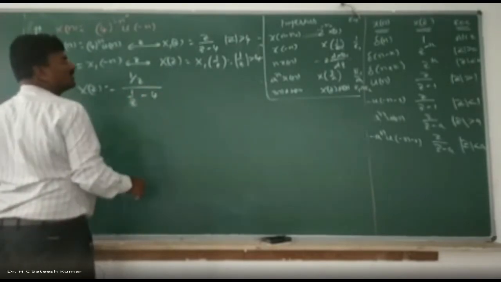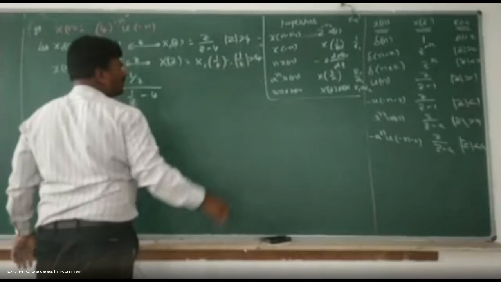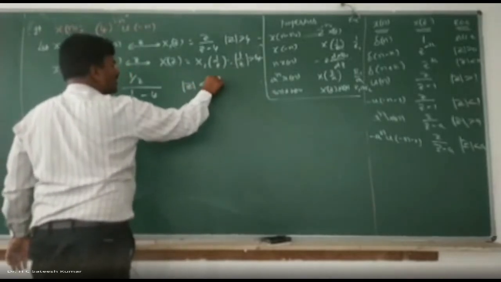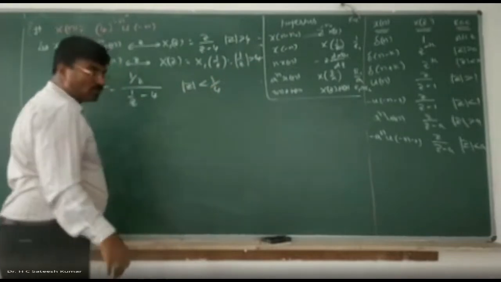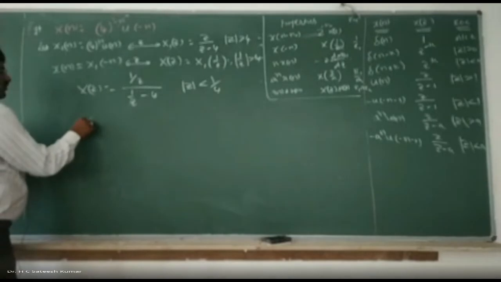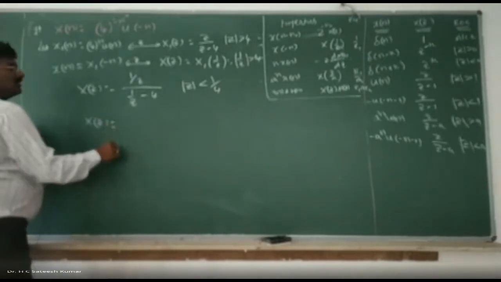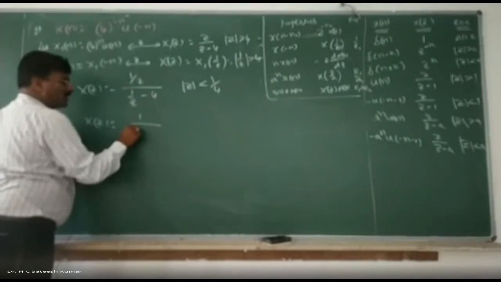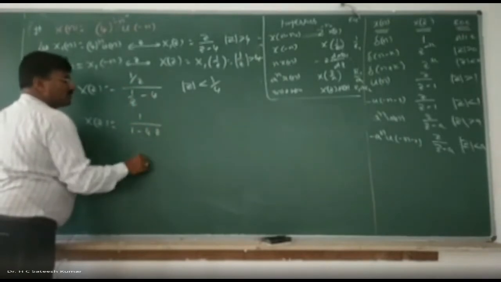minus 4 with ROC. ROC magnitude of 1 by z greater than 4 or mod z. Take the reciprocal. Mod z less than 1 by 4. Take the reciprocal on both sides. When you're taking the reciprocal on both sides, greater than will become less than and less than will become greater than. Okay, right. Therefore, x of z is equal to what? Take the LCM. 1 divided by, z will come to the denominator, multiply it. 1 minus 4z. That's it.